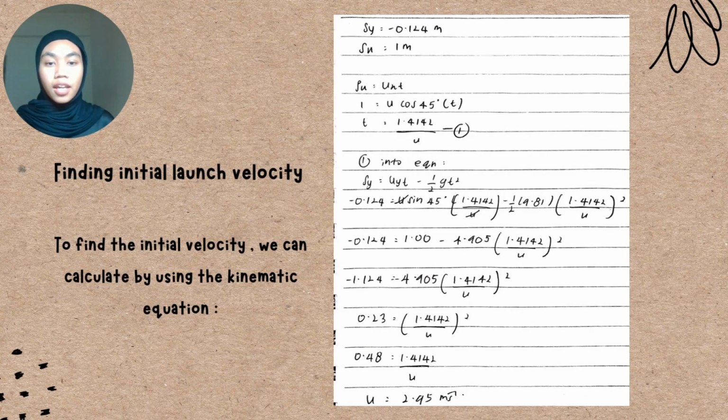For the next slide, I'm going to explain how to find the initial launch velocity by using the projectile motion equation. So first, we need to resolve the initial velocity into vertical and horizontal components since the ball is launched at an angle of 45 degrees. And we continue to rearrange the equation to find the initial velocity.